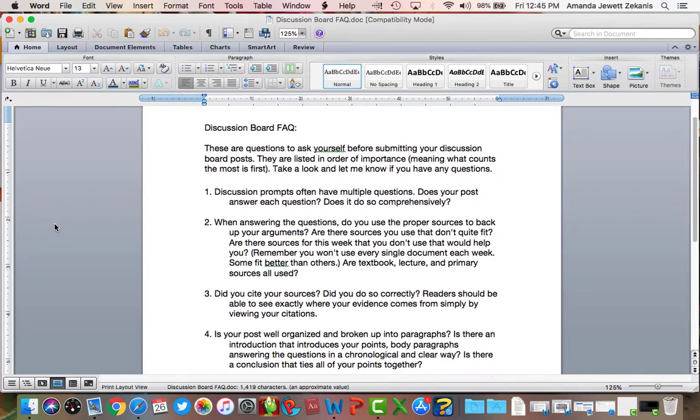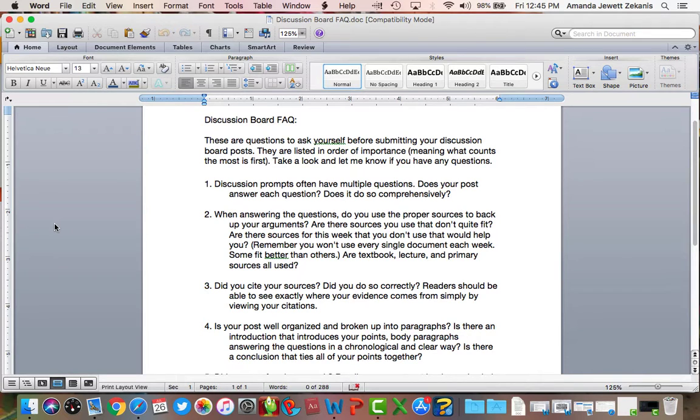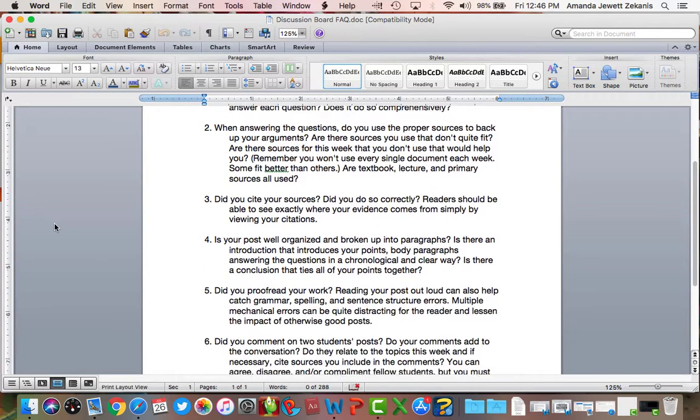This is just some stuff you should look at before submitting a discussion board. It tells you how things are graded, and the things are listed in order of importance, meaning what counts the most is first. The first thing is, do you answer all the questions in the discussion prompt, and do you answer them fully? That's the most important part, the content. Secondly, when you answer the questions, do you use the proper sources to back yourself up? Are you using textbook, lecture, and primary sources? You have to use textbook, lecture, and at least one primary document each discussion board.